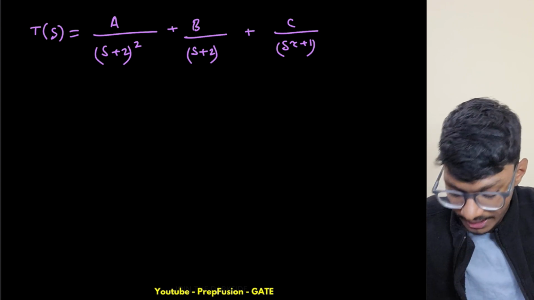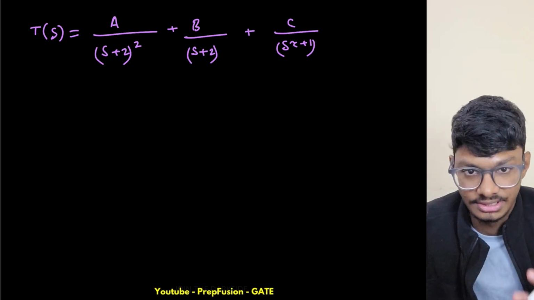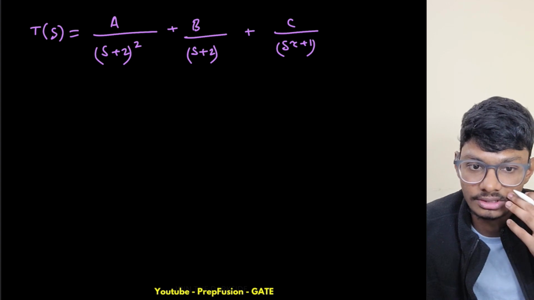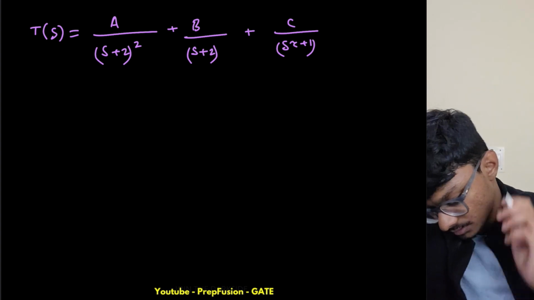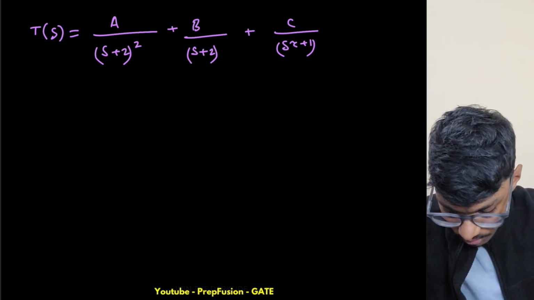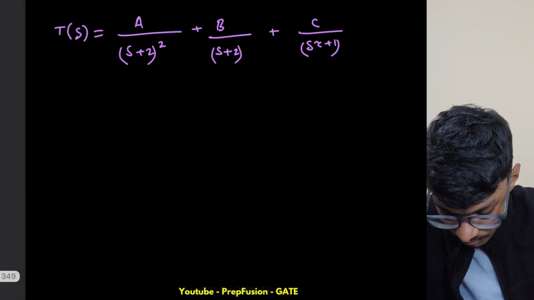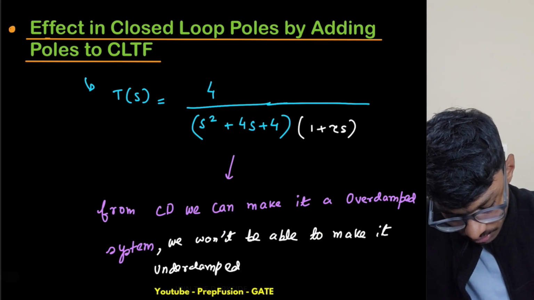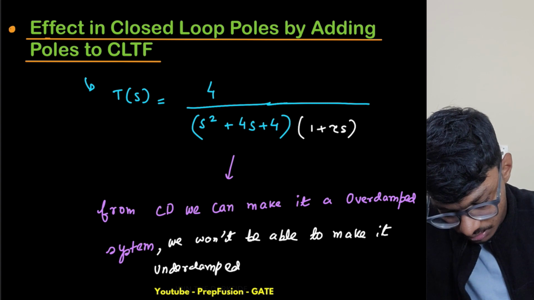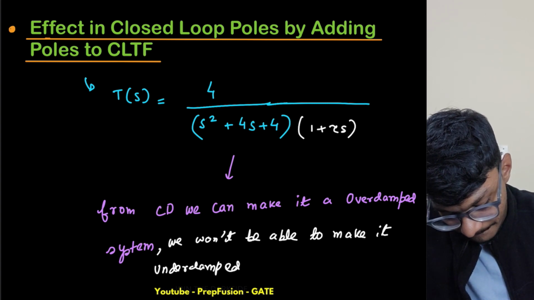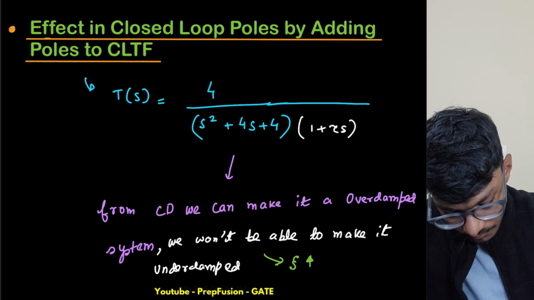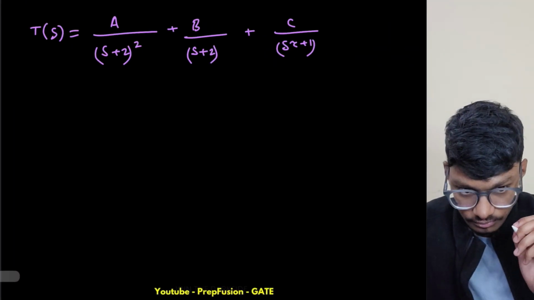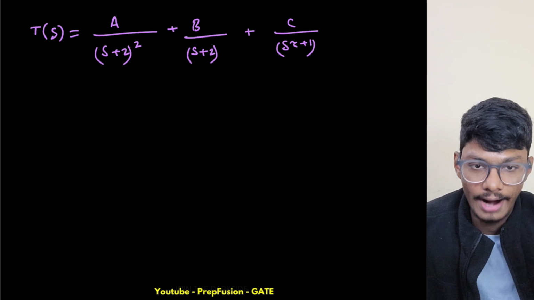Basically, if I add a pole much nearer to the origin, my zeta is increasing. That I can say. If I add a pole much nearer to the origin, my zeta is increasing. Okay, so that is one thing. Now here my zeta will increase. Okay, zeta will increase. Now for underdamped, what will happen?